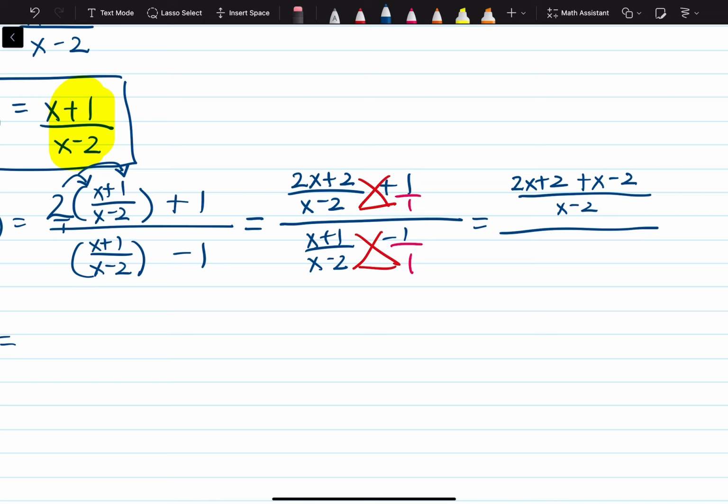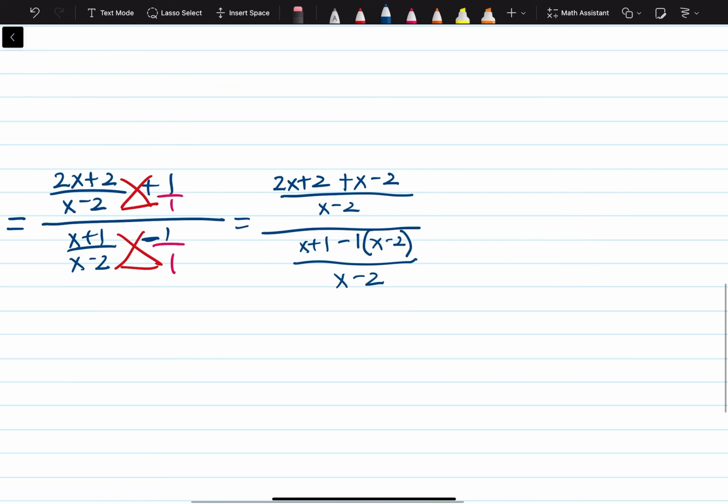Again, you do x plus 1 times 1, which is just x plus 1, minus, then you do 1 times x minus 2 here. Be careful because you have this minus sign here. This is like a minus 1 times x minus 2. Whenever it's subtraction, you do need to be careful with your parentheses because that negative needs to be distributed all over x minus 2. Here you do more simplifying.